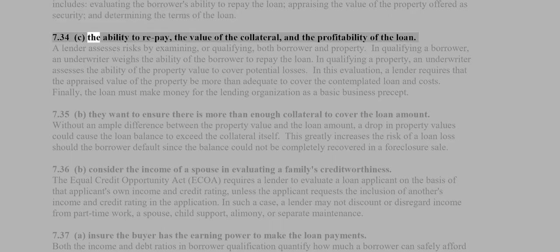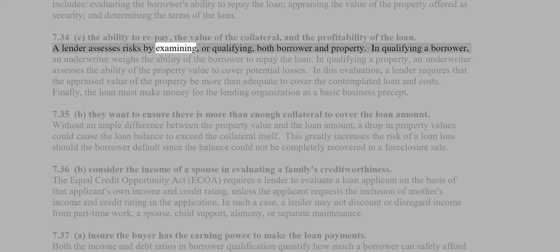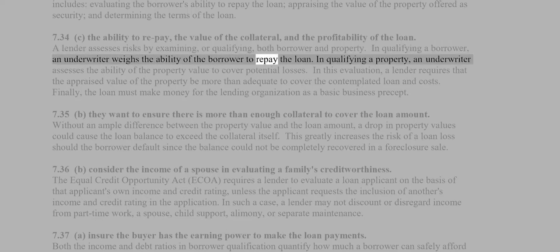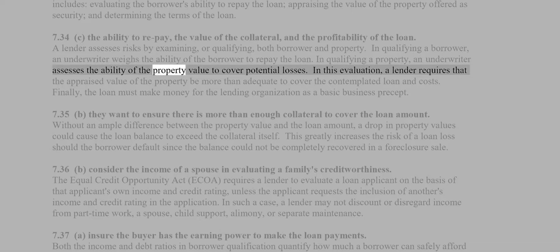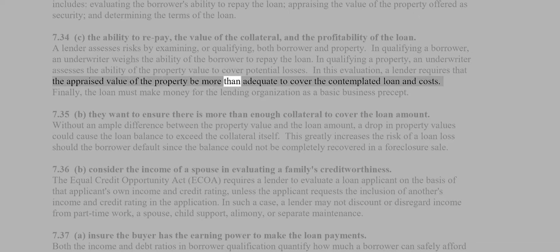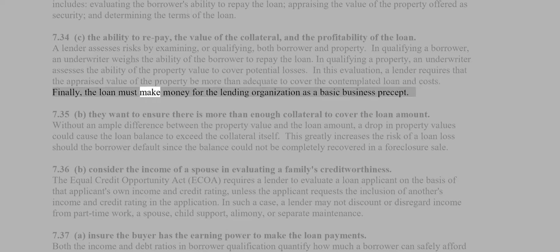7.34. C. The ability to repay, the value of the collateral, and the profitability of the loan. A lender assesses risks by examining, or qualifying, both borrower and property. In qualifying a borrower, an underwriter weighs the ability of the borrower to repay the loan. In qualifying a property, an underwriter assesses the ability of the property value to cover potential losses. In this evaluation, a lender requires that the appraised value of the property be more than adequate to cover the contemplated loan and costs. Finally, the loan must make money for the lending organization as a basic business precept.